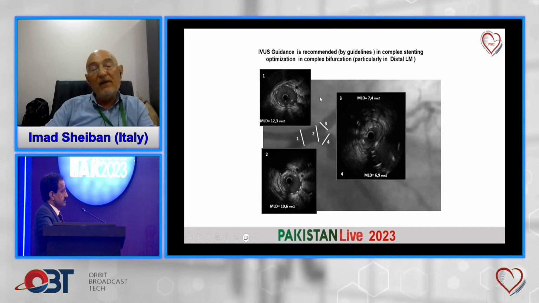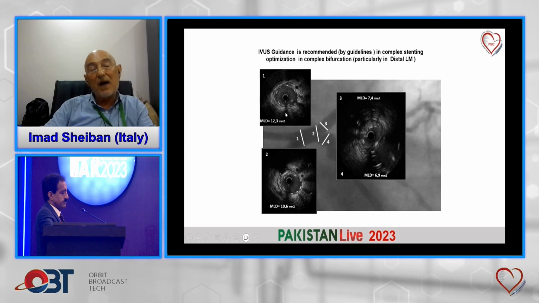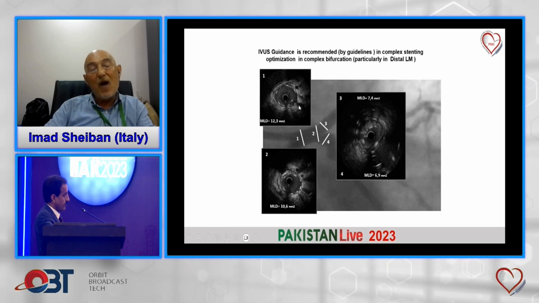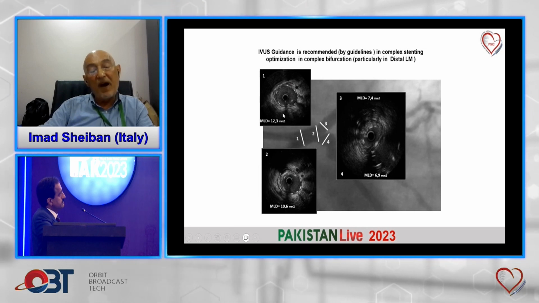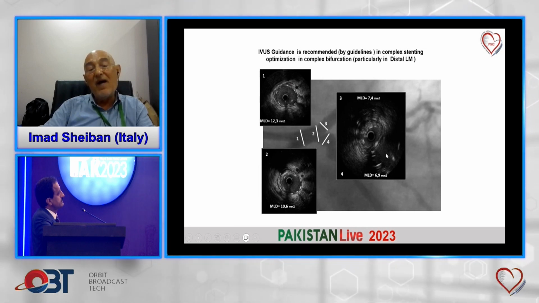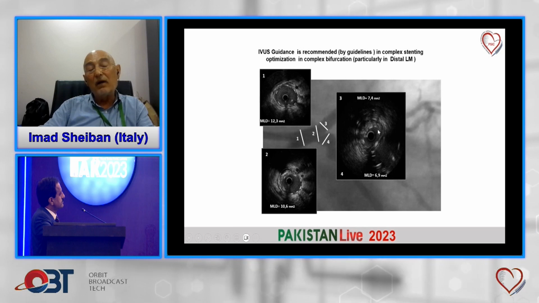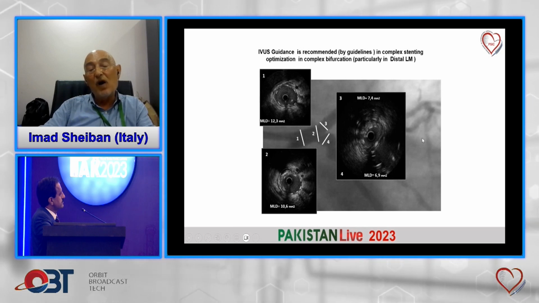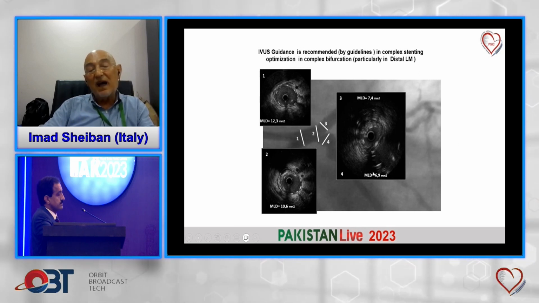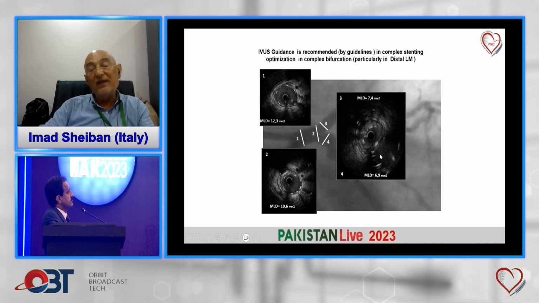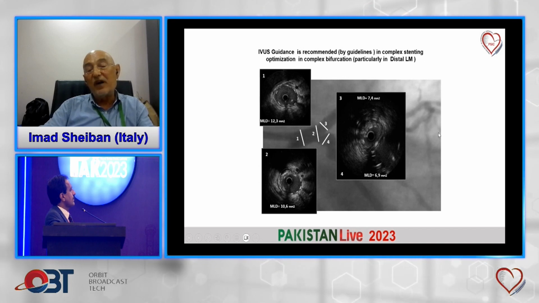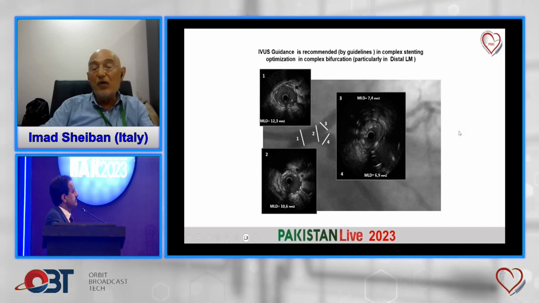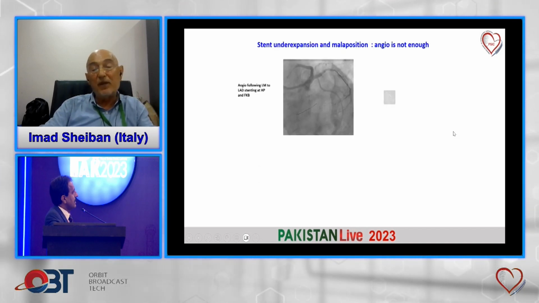And again, you can see some examples here showing the expansion of the stent at the bifurcation at the carina, and no bulky accumulation of metal at the carina. So this, as well as the in-stent area at each of the branches of the bifurcation, ensures you that your result is optimal.